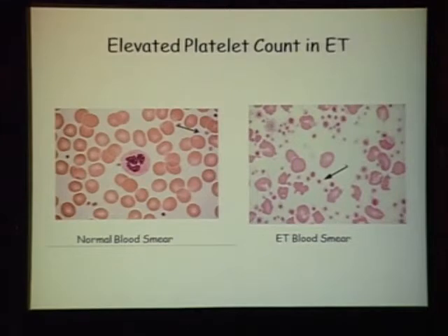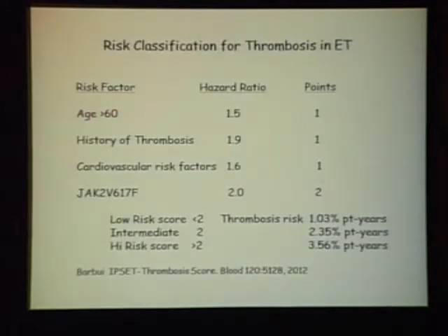What kind of therapy is needed to prevent thrombosis and bleeding? Well, that depends a bit on the risk classification for thrombosis in essential thrombocythemia. So the risk factors I had put up before: age, history of thrombosis, cardiovascular risk factors, and JAK2 status.